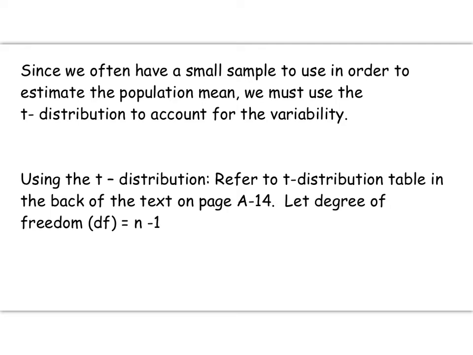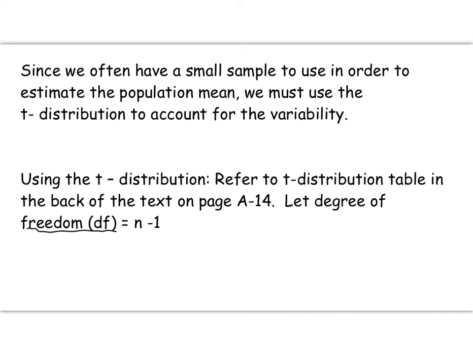So using our t-distribution, you can refer to the t-distribution table. It's in the back of your textbook on page A14. There's another additional piece of information you will need to look up your t-distribution. Because it's a family of curves, you have to take into account the sample size, and that is something we call the degrees of freedom, and that is your sample size minus 1. So if I'm looking at the t-distribution chart and my sample size is 10, I have to use the chart for 9 degrees of freedom.